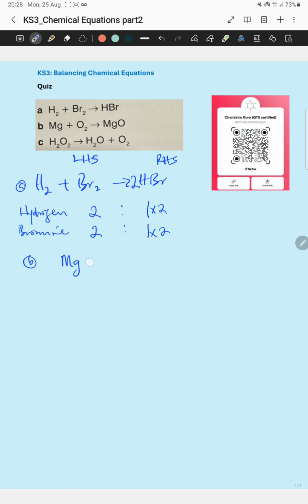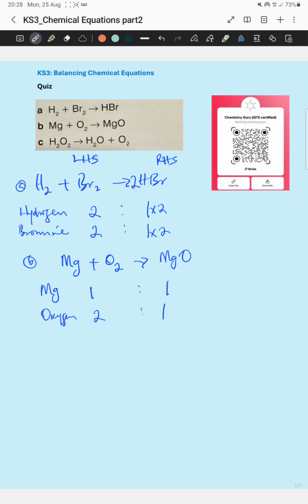It says magnesium plus oxygen to give us MgO. So let's have a look. How many magnesium have we got on the left hand side? We've got 1. How many have we got on the right hand side? We've got 1. Then let's look at oxygen. How many oxygen have we got on the left hand side? We've got 2. How many have we got here? We've got 1. So what do we do in this case? Let's try to balance up the oxygen. Is that correct? Because the magnesium looks like it's balanced. That's fine. Now let's balance the oxygen.